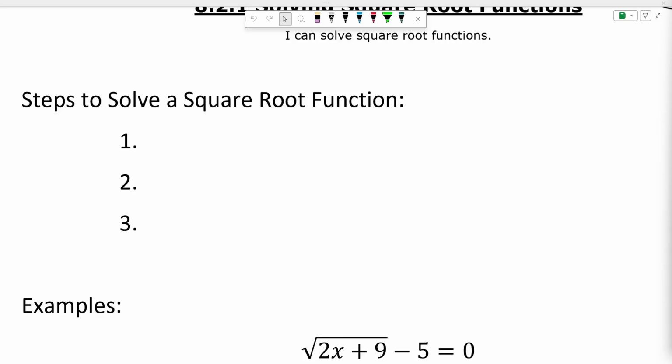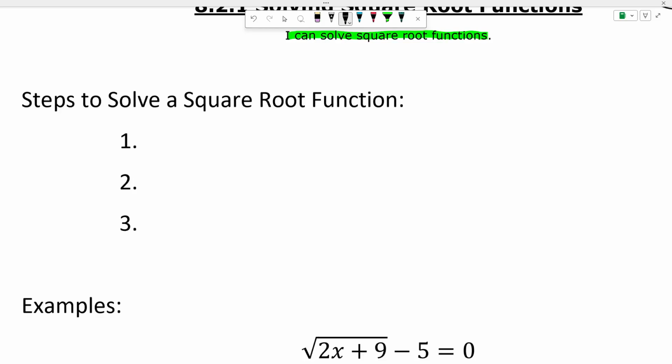Okay, today our goal is going to be able to solve a square root function. So my goal is right here. I can solve square root functions. A couple of steps we should follow whenever we're trying to solve square root function problems.